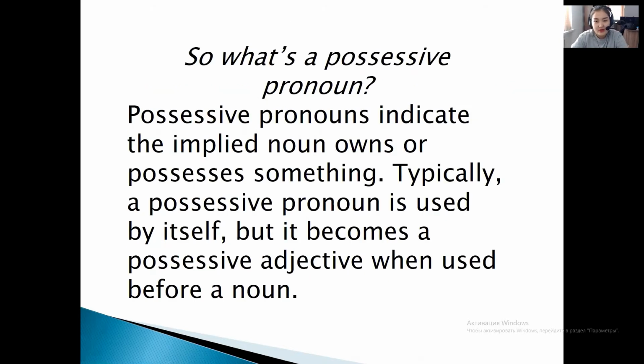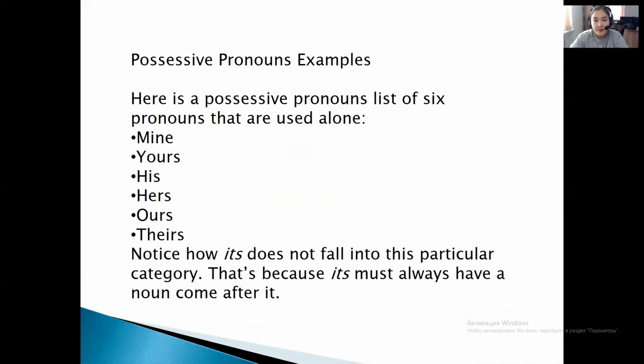What is a possessive pronoun? Possessive pronouns indicate the implied noun owns or possesses something. Typically, a possessive pronoun is used by itself, but it becomes a possessive adjective when used before a noun.